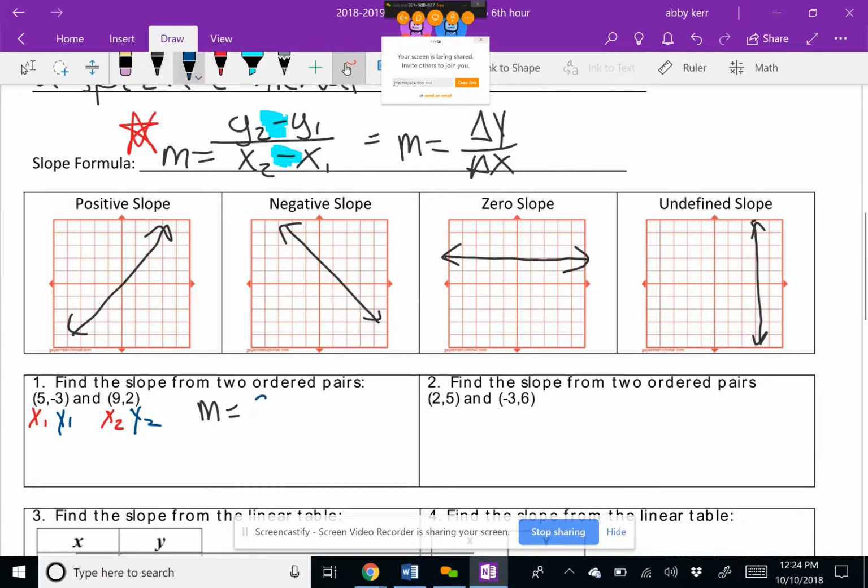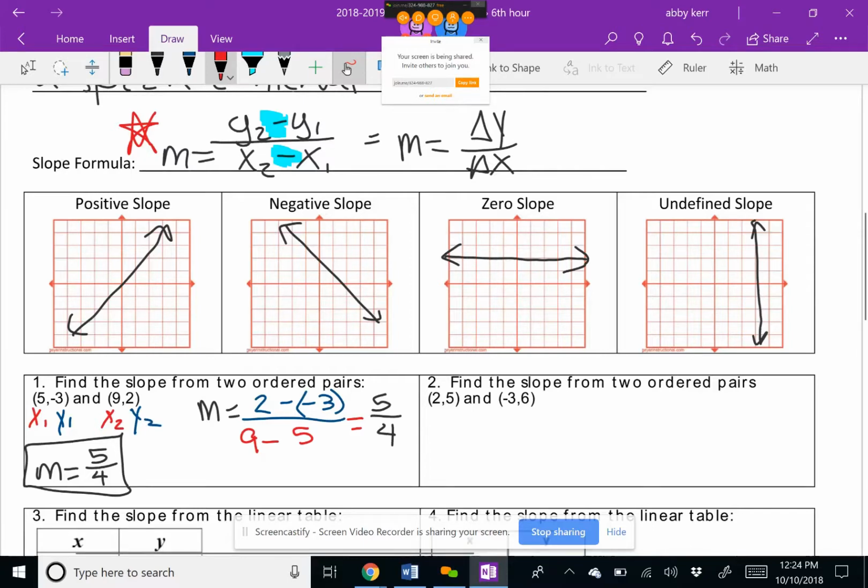So our y2 minus our negative 3. Whenever I have a negative sign, I'm going to wrap it up in parentheses. And then 9 minus 5. And then you can simplify. 2 minus negative 3 is 5 divided by 4. Now don't change it to a decimal. Don't change it to a mixed number, because when we start graphing, 5 over 4 is going to be our rise over our run.